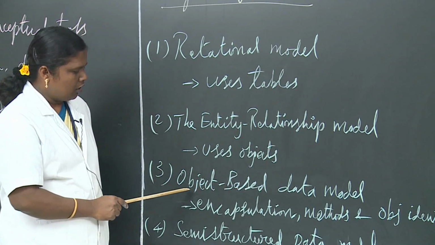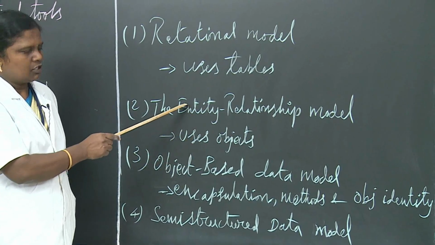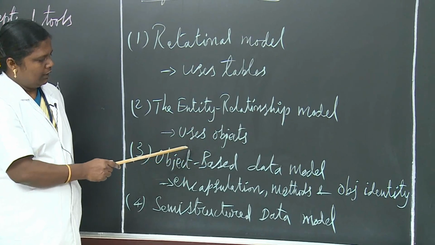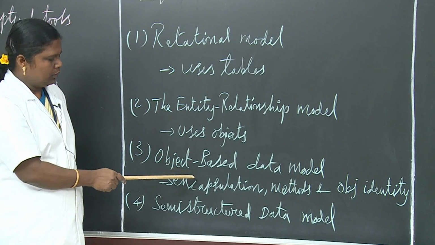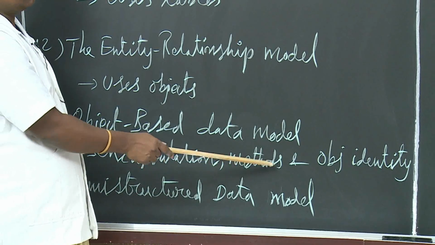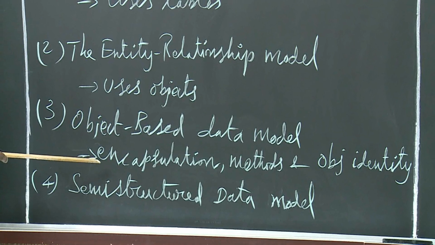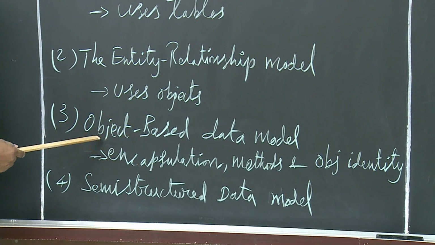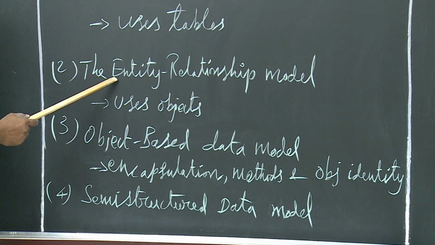The next one is the object-based data model. I can say this is an extension of the entity relationship model. In addition to the entity relationship model, this object-based model includes details like encapsulation, methods like functions, and object identity. These are additional information included in this object-based model, so this model is more descriptive than the entity relationship or ER model.